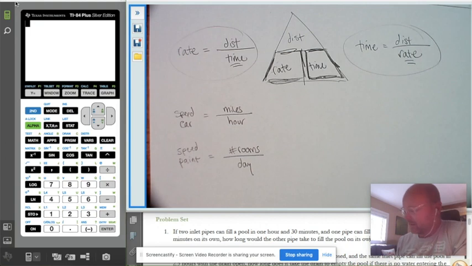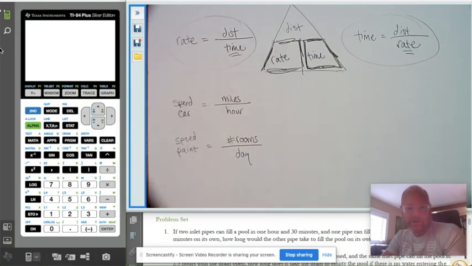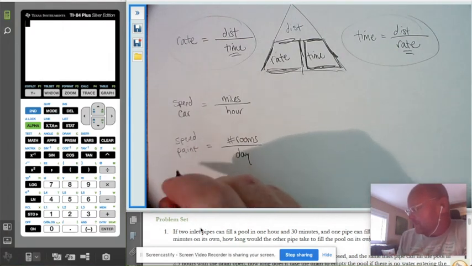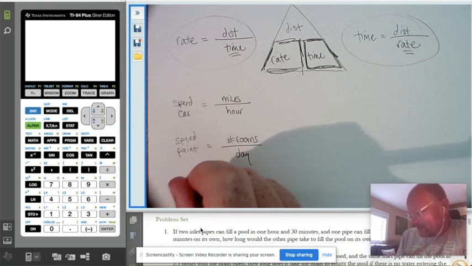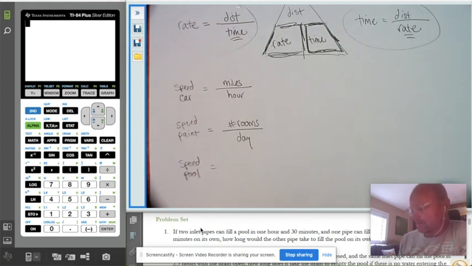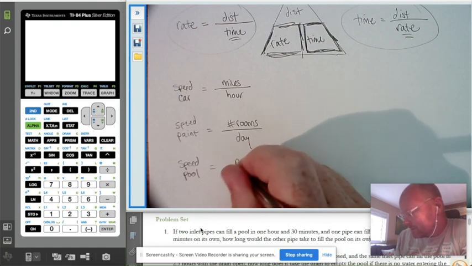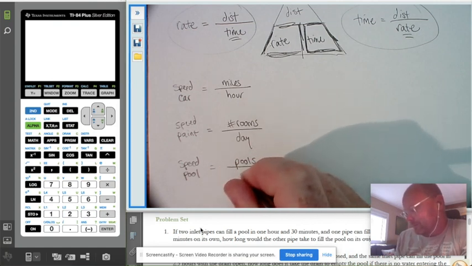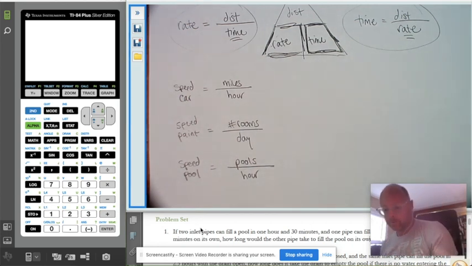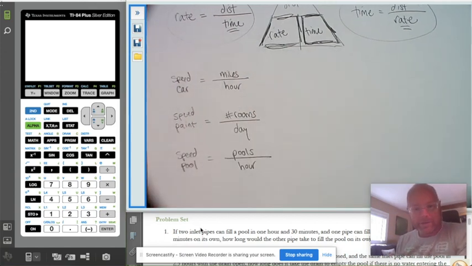So it might be rooms per day, or like this problem down here. My face is in the way, but we have inlet pipes that can fill a pool. So maybe we're talking about the speed that a pool can be filled up, and then the rate is not going to be miles per hour or rooms per day. Maybe it's the number of pools per hour, or maybe it's the number of sinks that you can fill up per minute, right? The context can change, but those are all going to be rate problems.